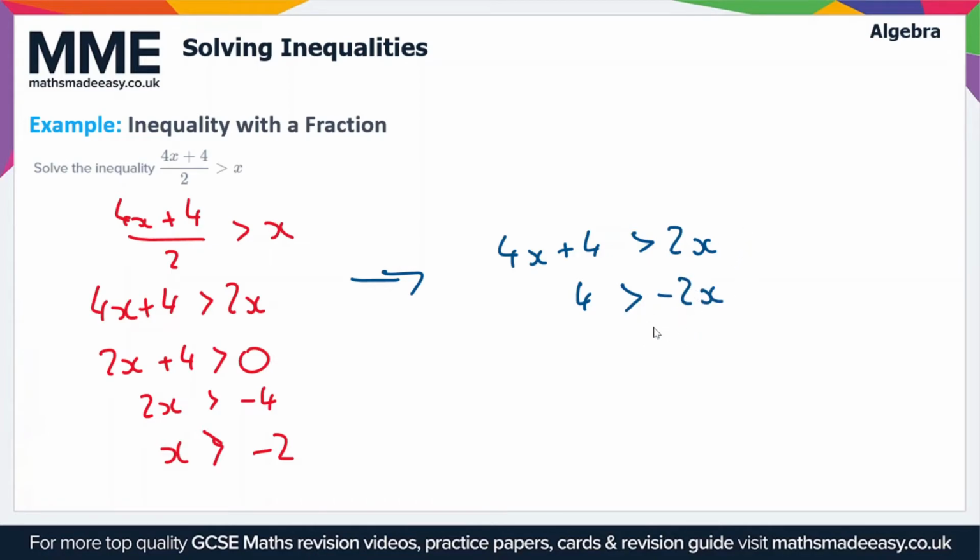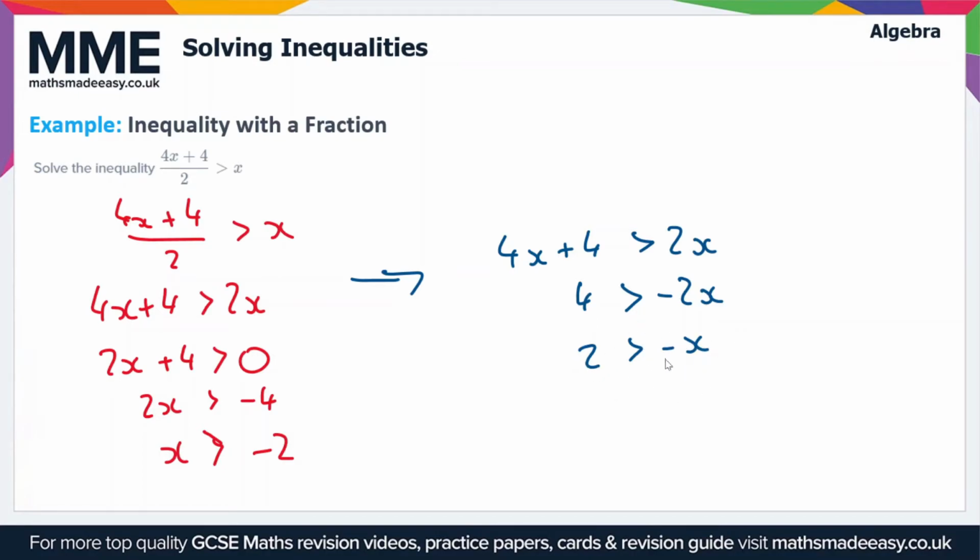Now the next step would be to divide both sides by 2. So we'd get 2 is greater than -x. But here we now have a -x rather than an x. So we'd have to multiply or divide by -1 here to get x rather than -x as the subject. When we do that, we'd have to flip the inequality.